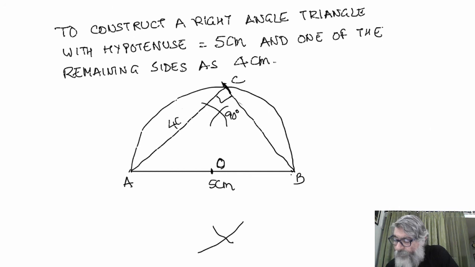So by your common knowledge, this will come out to be 3 centimeter, because this is 5 and this is 4. So automatically that side will come out to be 3 and this angle will always be 90 degree. So that is how we use this property that angle in a semicircle is always a right angle. At this point, I'm stopping this theorem. Thank you.